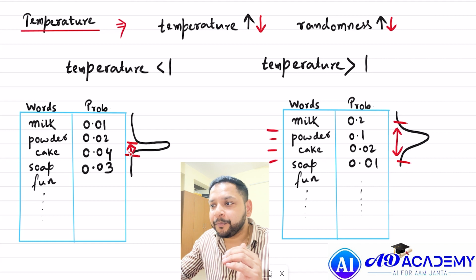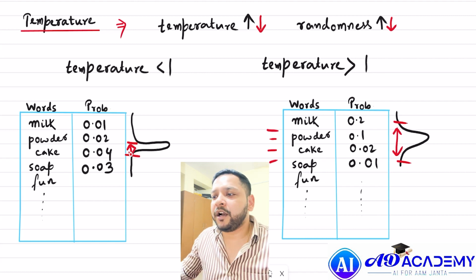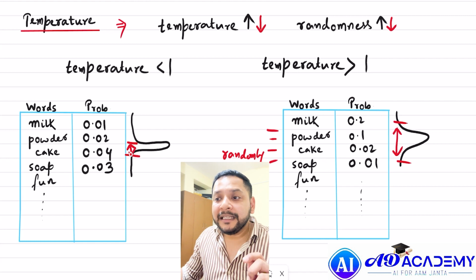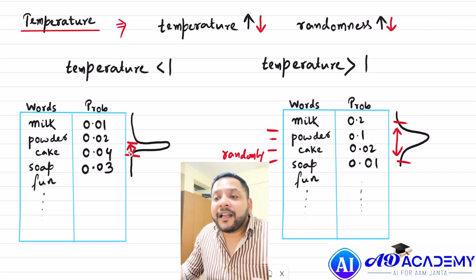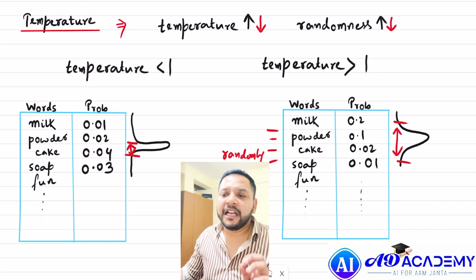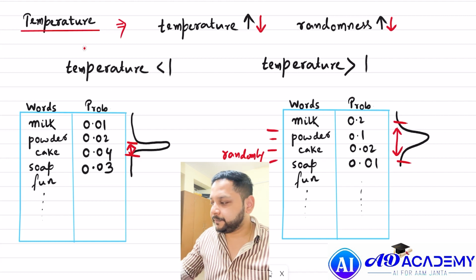So here in this example, on the right hand side, the words powder, cake and soap can be taken into consideration, and out of them any word will be chosen randomly. But if the temperature is less than 1, then the window is very small, and fewer words are taken into consideration. Say here, for example, only the word cake will be taken into consideration, and that cake will be the next word prediction.